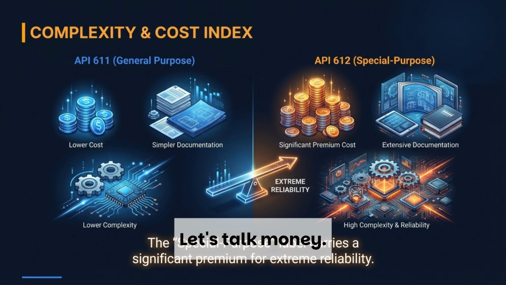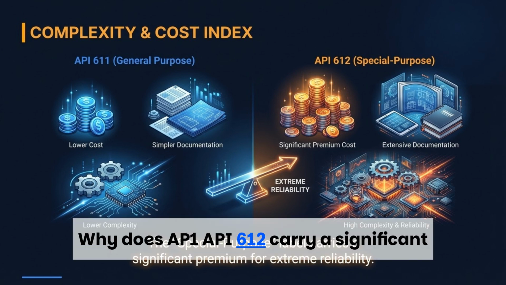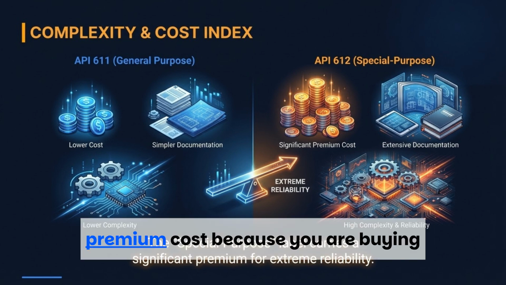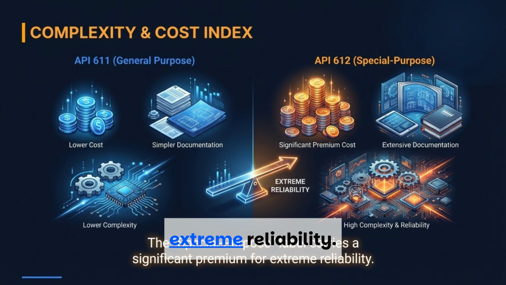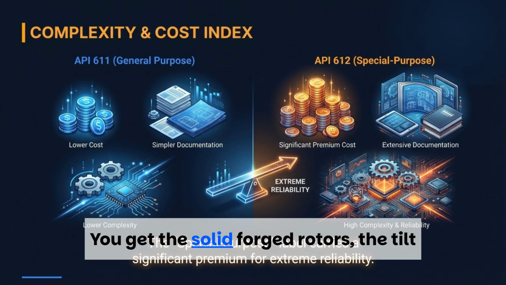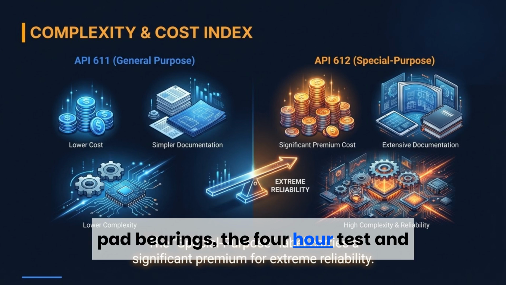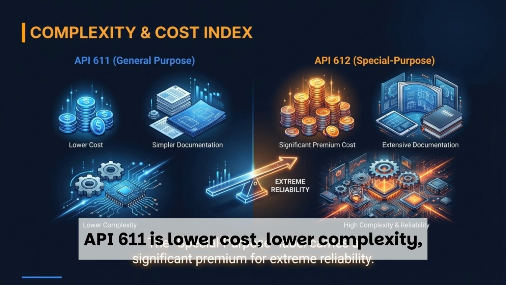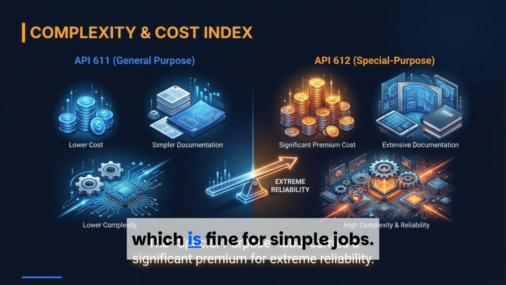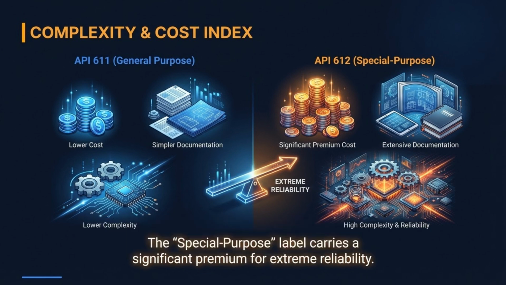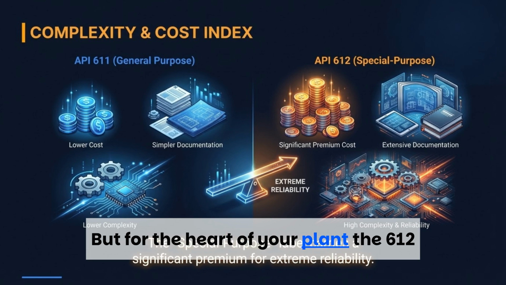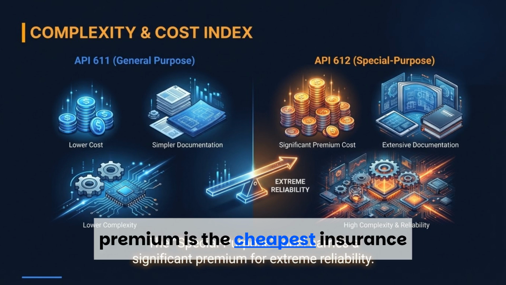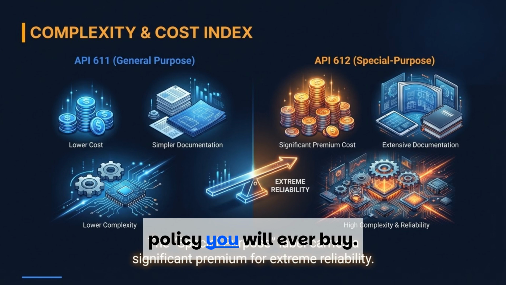Let's talk money. Why does API 612 carry a significant premium cost? Because you are buying extreme reliability. You get the solid forged rotors, the tilt pad bearings, the 4 hour test, and mountains of extensive documentation. API 611 is lower cost, lower complexity, which is fine for simple jobs. But for the heart of your plant, the 612 premium is the cheapest insurance policy you will ever buy.